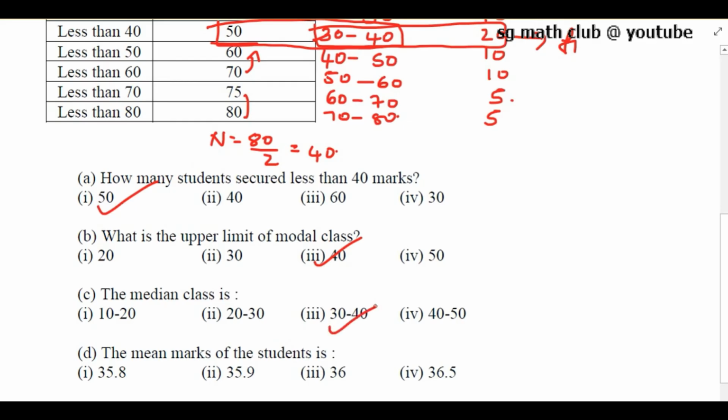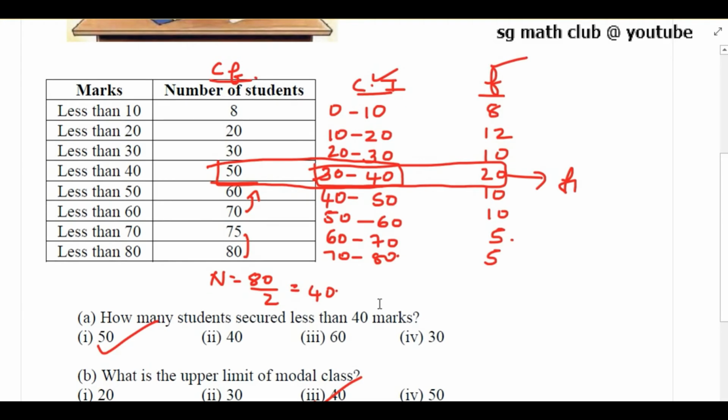Now we need to find mean marks of the student. So to find out the mean marks, we need to find one additional thing, that is class mark, xi. So this is fi. Class marks we need to find, that is upper limit plus lower limit divided by 2. 0 plus 10 divided by 2 is 5, 15, 25, 35, 45, 55, again 65, 75.